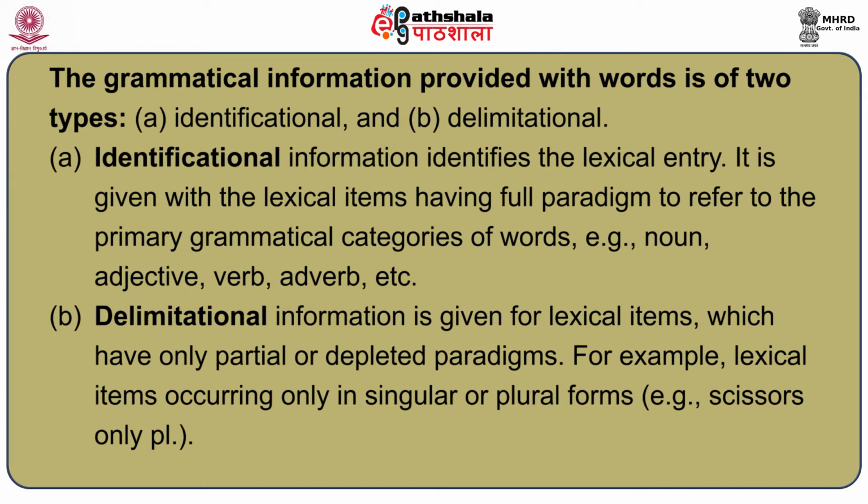Identificational grammatical information identifies the lexical entry. It is given with the lexical items having a full paradigm to refer to the primary grammatical categories of words such as nouns, adjectives, verbs, adverbs, etc. Delimitational grammatical information is given for lexical items which have only partial or depleted paradigms. For example, lexical items occurring only in singular or plural forms are marked as delimited grammatical information.